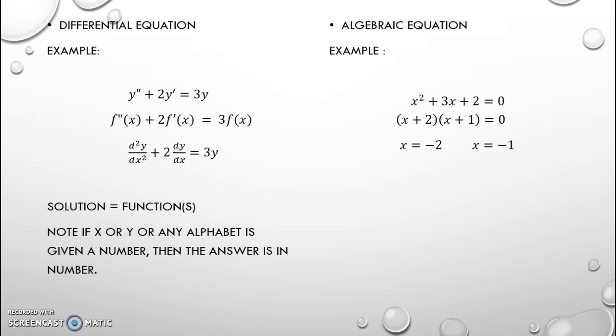Okay, as you can see, the solution for a differential equation is a function, but we have to note that if x or y or any alphabet is given a number, then the answer is a number. We see an algebraic equation is not a differential equation because the answer gives a number. As you can see, for the example, x squared plus 3x plus 2 equal to 0, we will get x equal to negative 2 and x equal to negative 1. So the answer is a number. It's not a function. So an algebraic equation is not a differential equation.